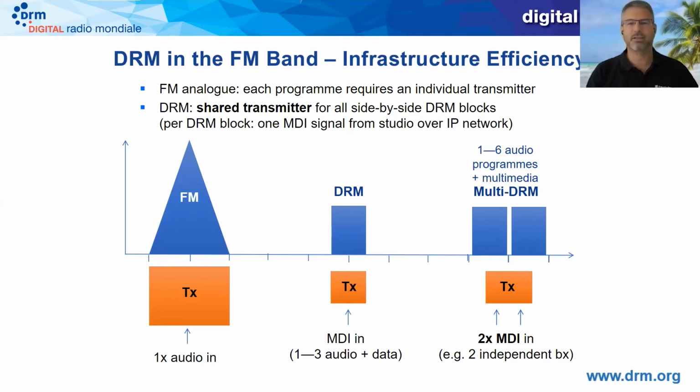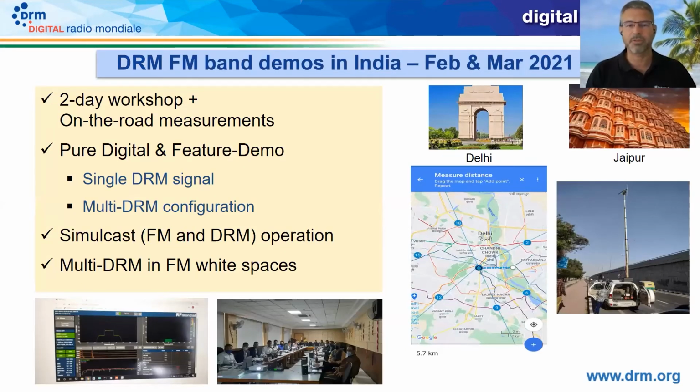And to prove that this is not just a theoretical option, we just recently put this configuration on air in India, in Delhi. To give you a quick background of what happened in Delhi, in February and March of this year, there was a major demonstration and trial of DRM in the FM band in both Delhi and the neighboring city of Jaipur. We showed during multiple workshops all the advanced features of DRM, both in terms of spectrum in the FM band, but also in terms of functionality.